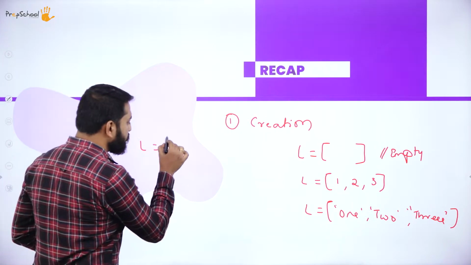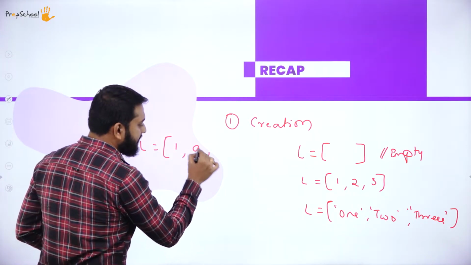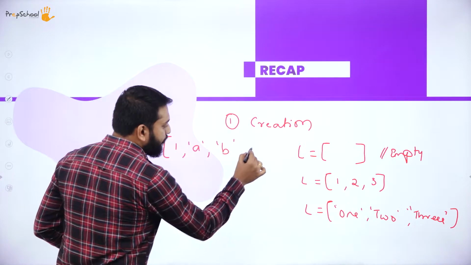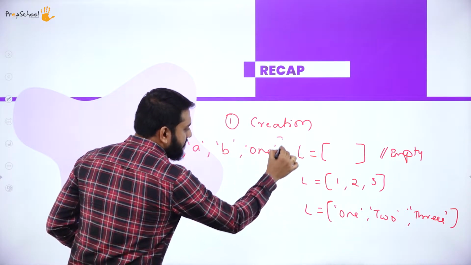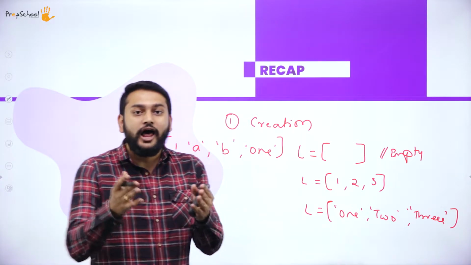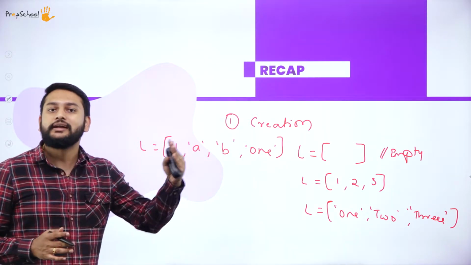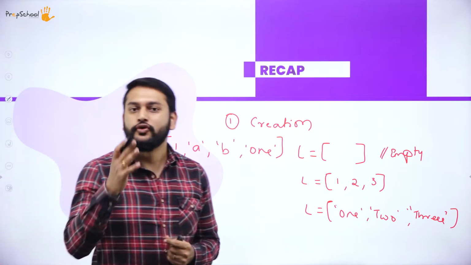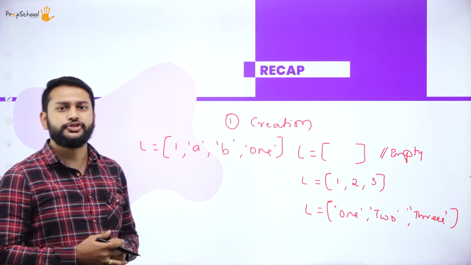L is equal to, suppose I want to store something like this, right? It also supports storing data something like this. This is the speciality of the list. List allows me to store multiple data types inside the list, right? So that is one more point that you should remember.